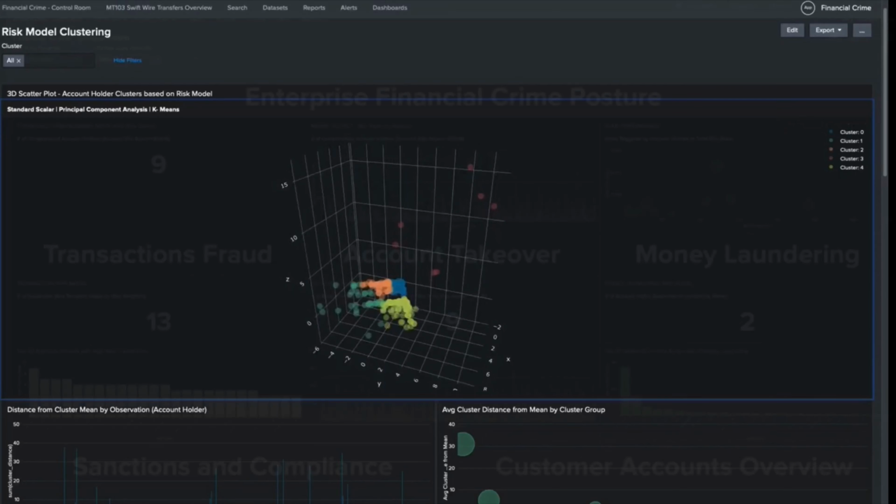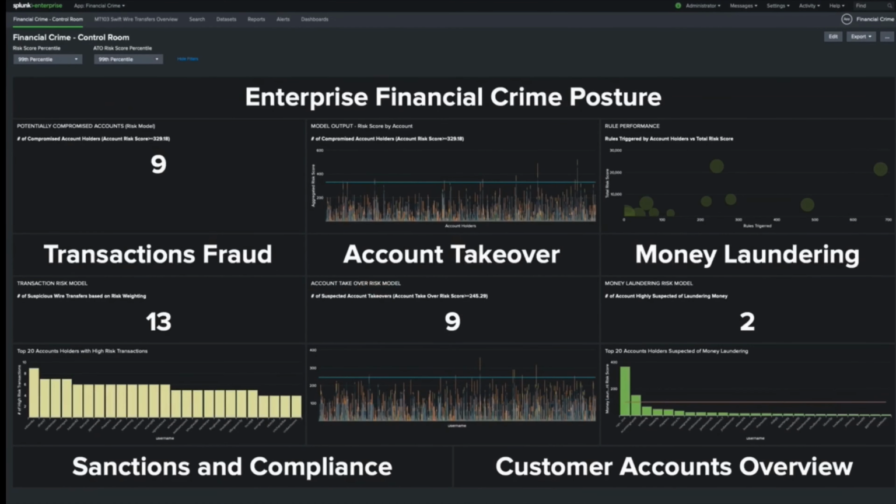And finally, let's look at how you can pull this all together in a financial crime control room. You can manage your financial crime effort from a single location with Splunk. From the control room, you can drill down to custom dashboards that provide you with the insights you need to stop financial crime in its tracks. You can set up monitoring in near real time that can notify you or trigger automatic playbooks to take action.